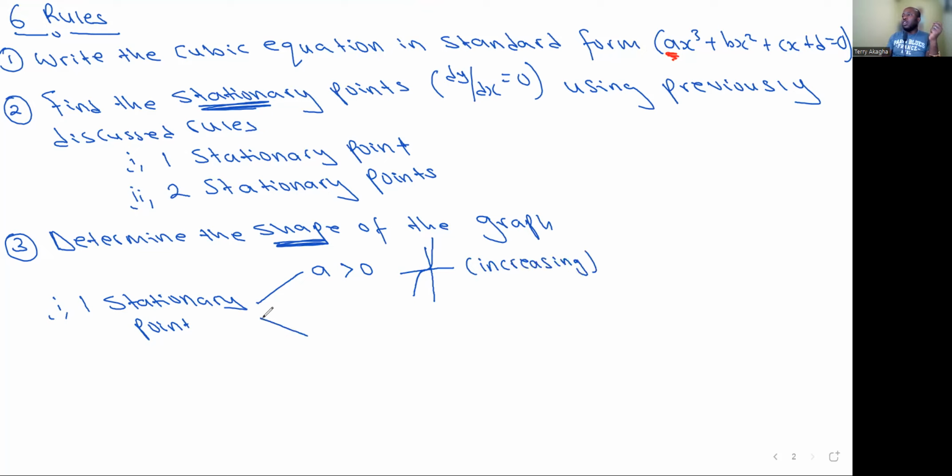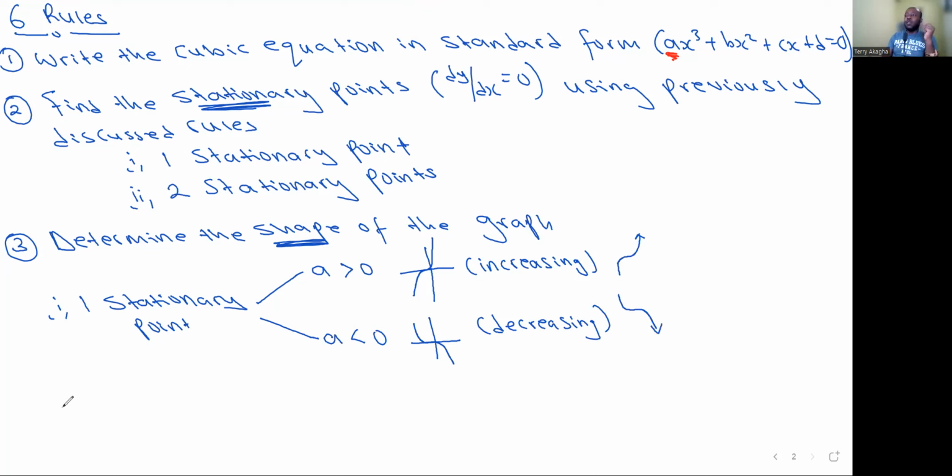But if you go and check and your A is less than 0, what you will notice is that the shape of the graph you'll be expecting will be a decreasing function. So it looks like this. It's going to be decreasing. For an increasing function, it's going to go all the way up; for a decreasing function, you'll be expecting it to come all the way down. All right? So that is it.